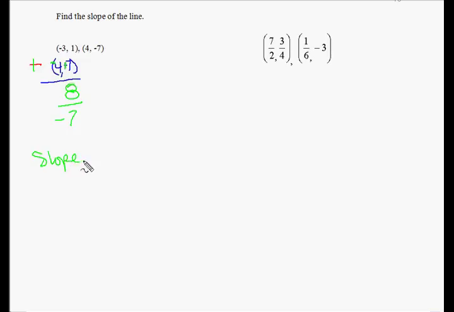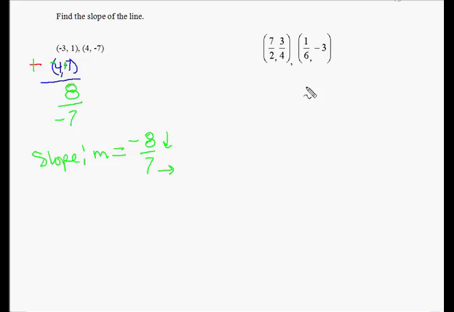So the slope, which we represent with the letter M, is -8/7. We do definitely want to leave this as a top-heavy fraction and not a mixed number, because we need to go down 8 and then we would go over 7.